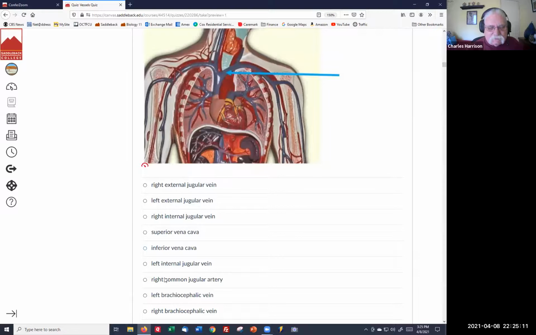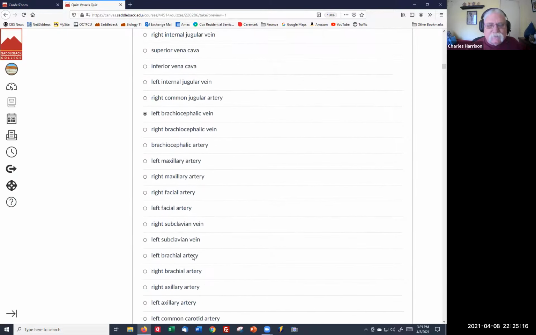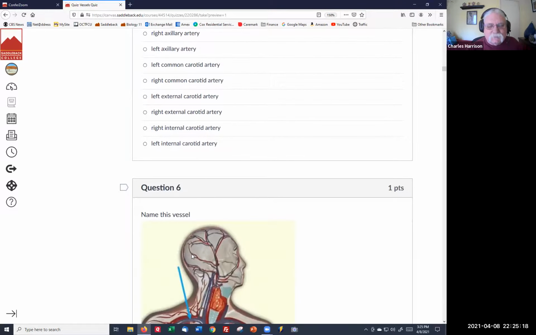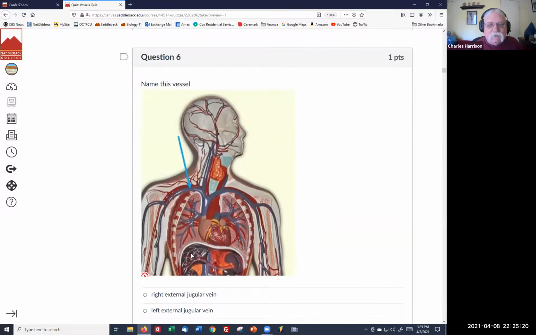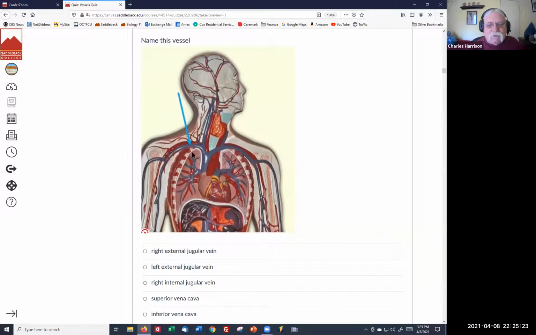It's down here. Naming this vessel here, it's pointing to the vein. It could just as easily point to the artery. They have the same name. Subclavian, going underneath the collarbone or the clavicle.